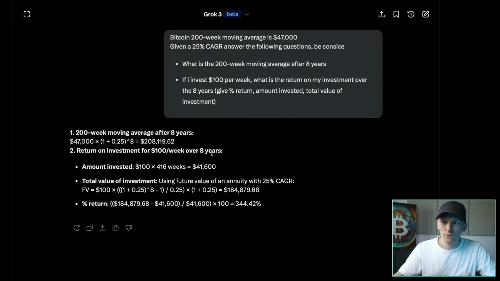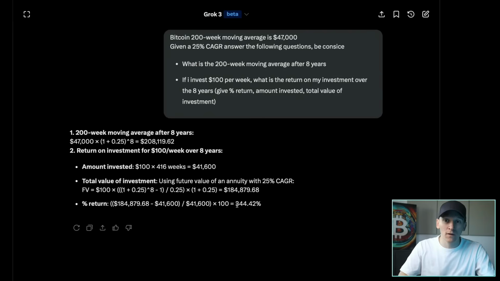Change these figures around. Change the 200-week moving average to something else. Change it to your cost basis. Change the amount of time. Change the growth rate. You can figure out more or less what investment return you should be making. When trading Bitcoin, crypto, or any other asset, we also have to figure out what the costs are to buy and hold, and potential taxes.